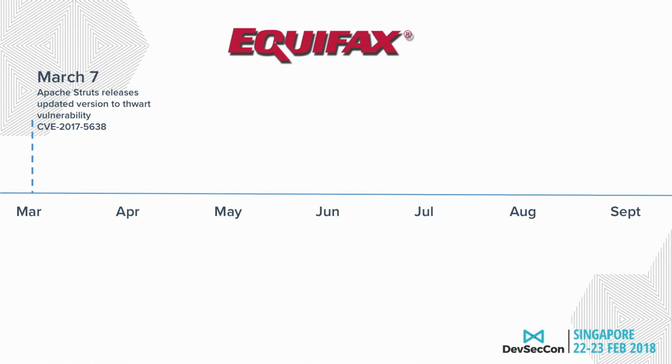Now what happens? March the 9th, 2 days later, an attacker ran a Who Am I on an Equifax server. That tells you you've got 2 days there, potentially or less, to actually patch your service before people are going to start probing your network.